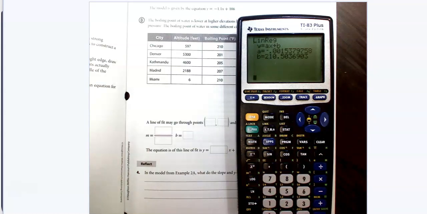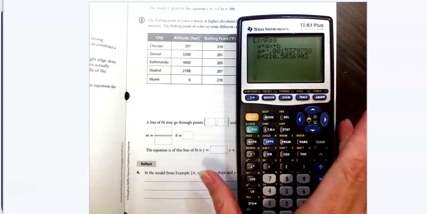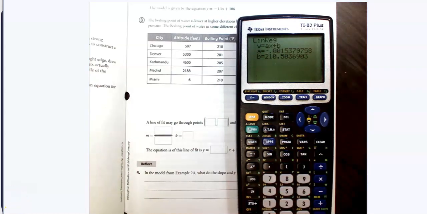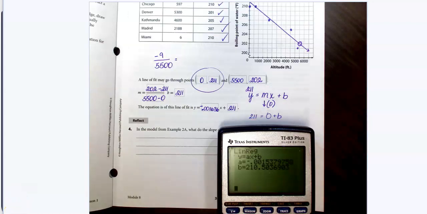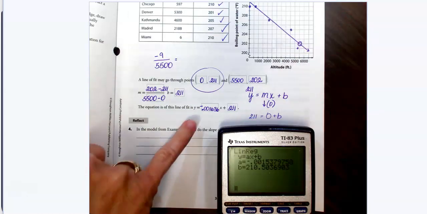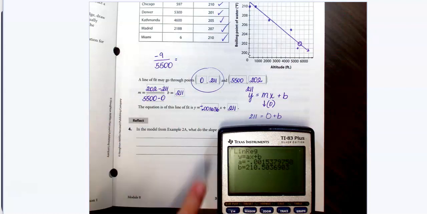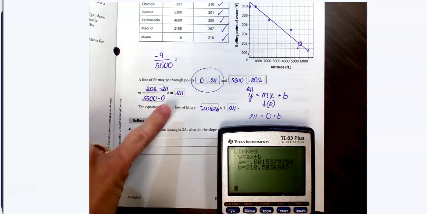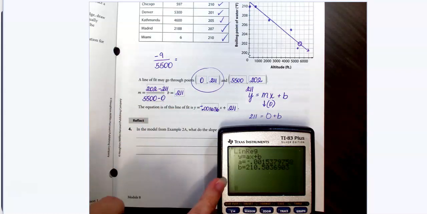And it gives you that your A is -0.001537.9, and so on, and that your y-intercept was 210.50. Okay. Notice that when we did it by hand, here's the equation that we got, and it's a little bit different than what the calculator gives us. I'm eyeballing it. They're doing it more accurately.